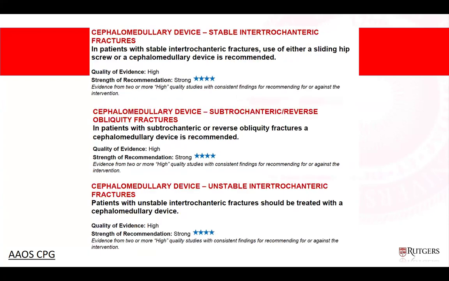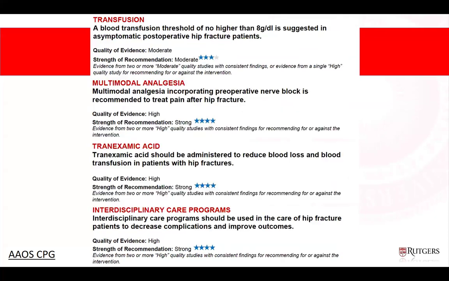In terms of intertroch fractures, these stable fractures can get a sliding hip screw or cephalomedullary nail. The unstable fractures, either your subtroch or reverse obliquity, should get a cephalomedullary nail. There's some data about transfusion limits, and we'll cover that as well. And multimodal analgesia, as well as TXA and interdisciplinary care, we'll touch upon at the end.